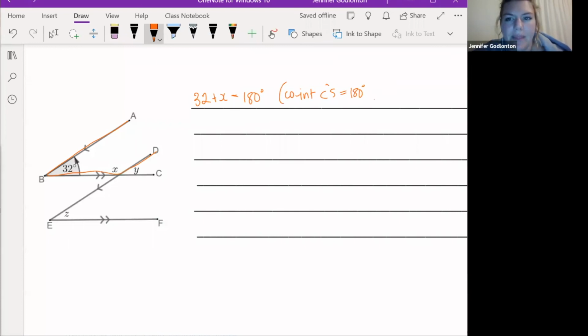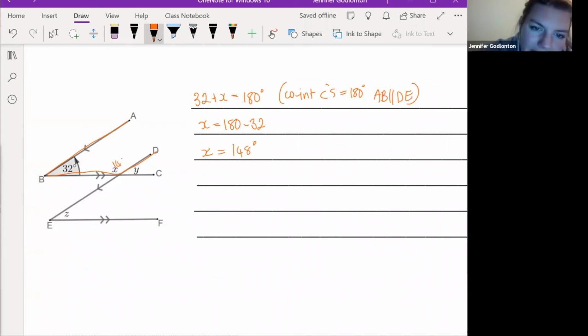A and B is parallel to D and E. Good. Perfect. Okay, 2 marks in the bag. Tell me my next line. And then you're going to say X is equal to 180 minus 32 degrees. Good. And then X is equal to 148. Perfect. Okay, great. I love that.